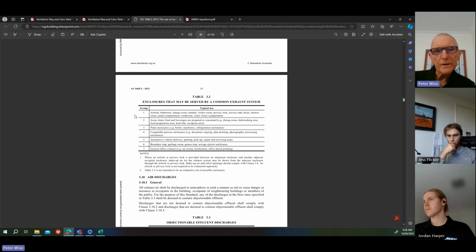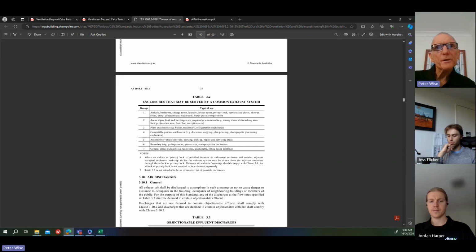You might be questioning whether you can combine a garbage room exhaust with a toilet exhaust or something like that, and the answer is basically no, you can't do that. So group 1 is airlocks, bathrooms, change rooms, laundries, locker rooms, those sorts of things that are associated with amenities. So they can be combined. If you've got a cleaner's storeroom adjacent to a bathroom or toilet, they can be combined. That's not a problem.